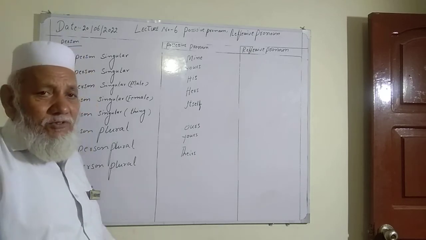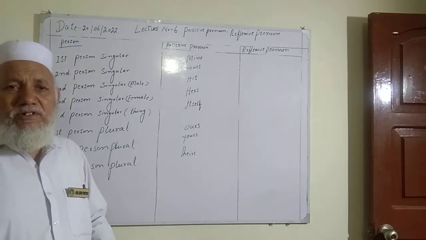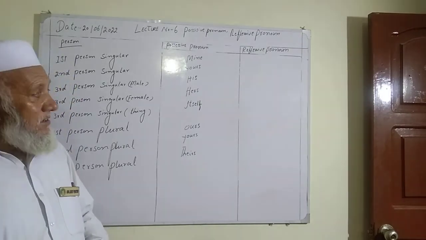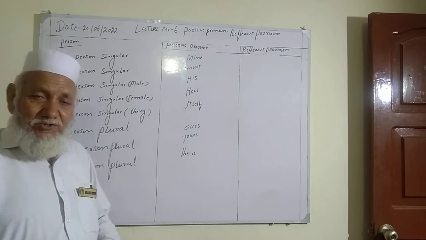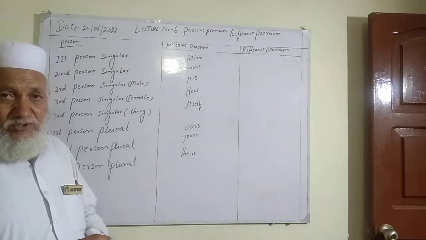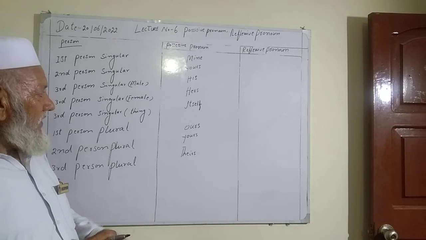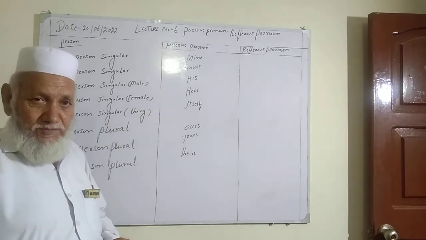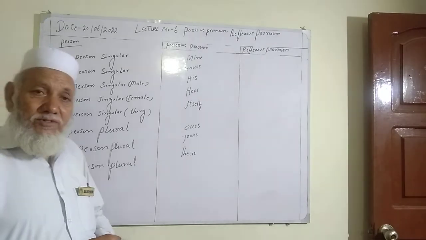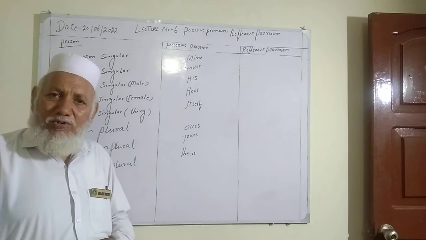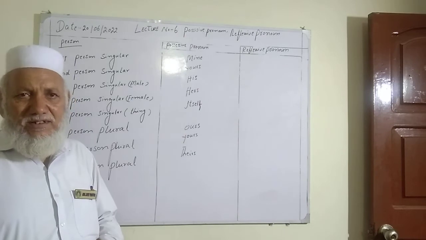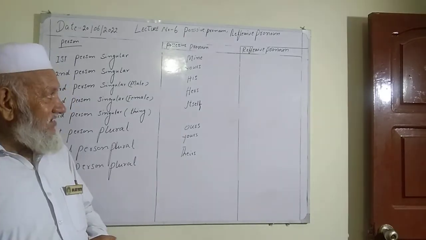So a possessive pronoun is a pronoun which shows the ownership of something. It is necessary for you to know that when these possessive pronouns come, there will be no apostrophe s used. And possessive pronouns show the ownership of some noun or some commodity.